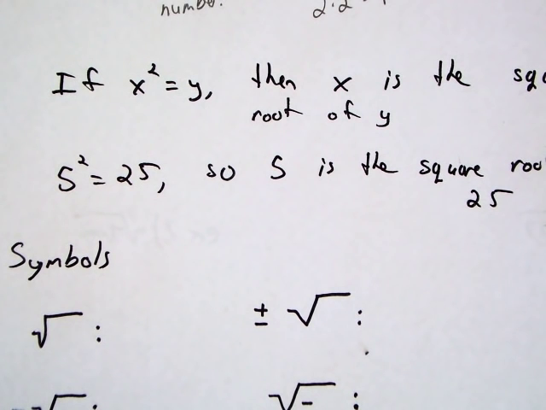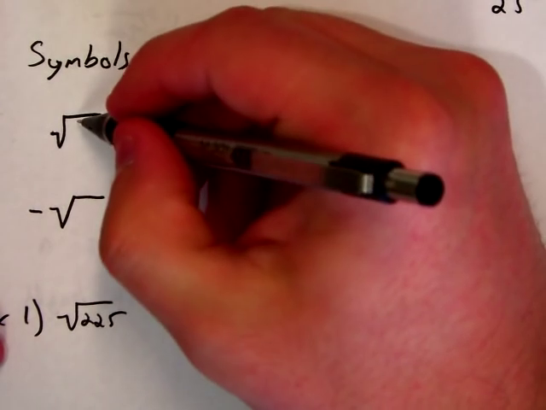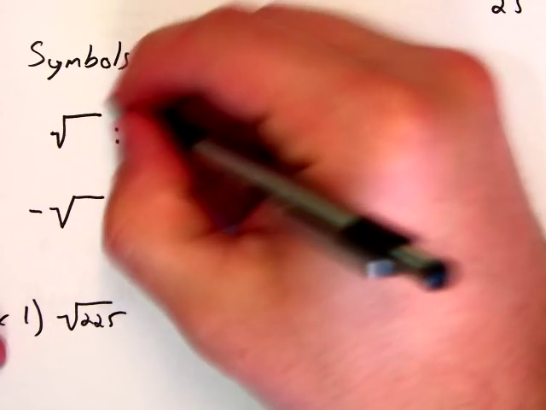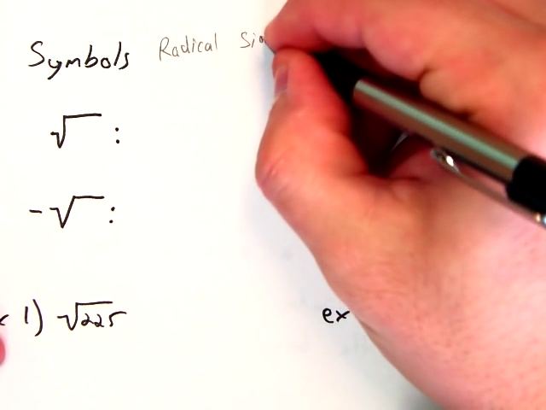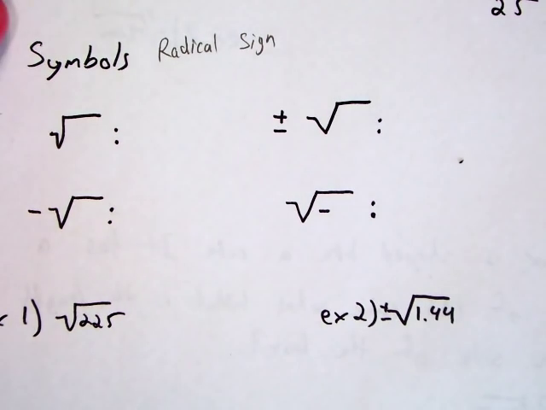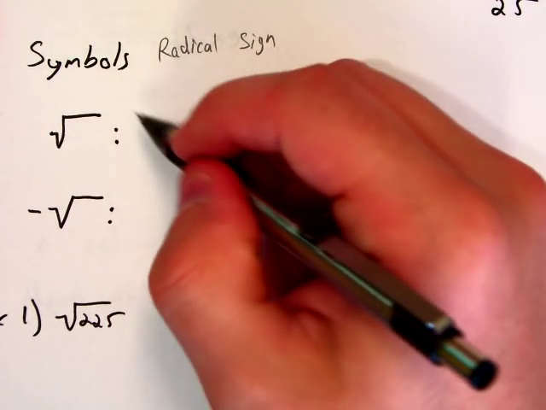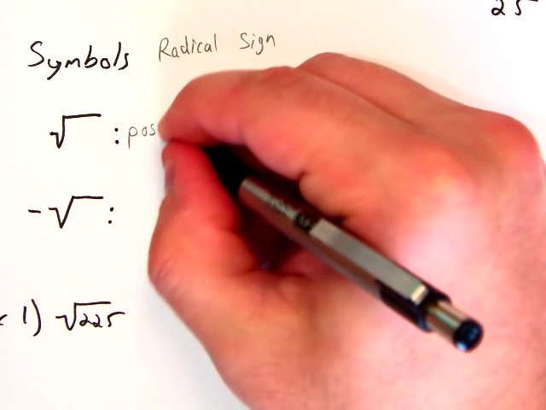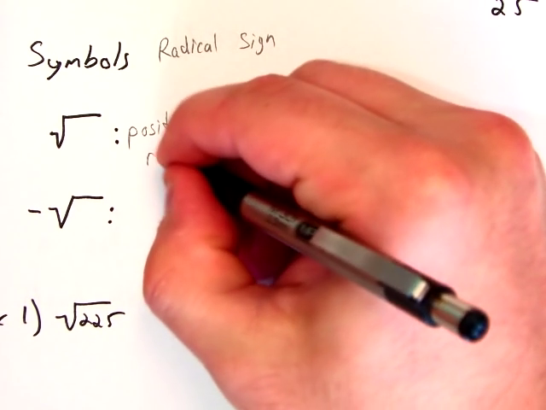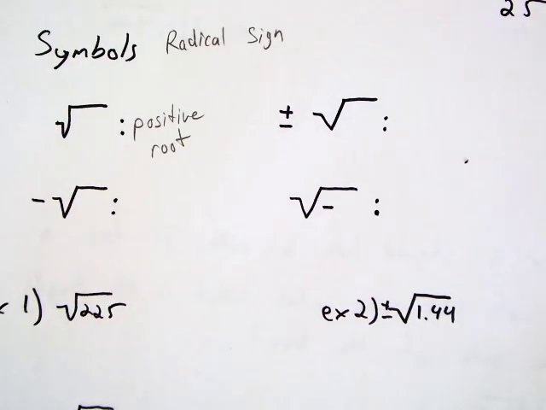Now, there's a couple different symbols that we can actually use to help us solve these. But first of all, this symbol here, this is called a radical sign. And what this symbol means, there's nothing out front, this is going to be representing the positive root. So, for example, the positive root of 25 would be 5, because it takes 5 times 5 to get to 25.